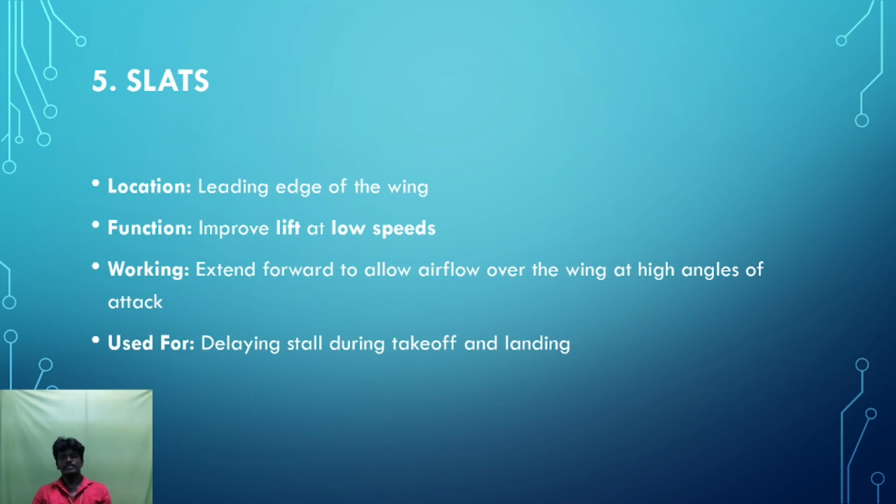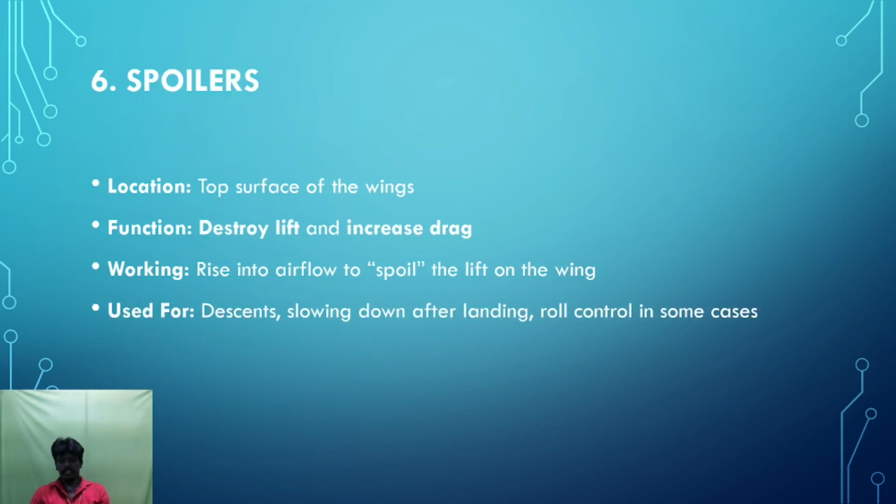Then move to slats. Slats are placed at the leading edge of the wing and their function is to improve lift at low speeds. Working: extended forward to allow airflow over the wing at high angles of attack. It is used for delaying stall during takeoff and landing.